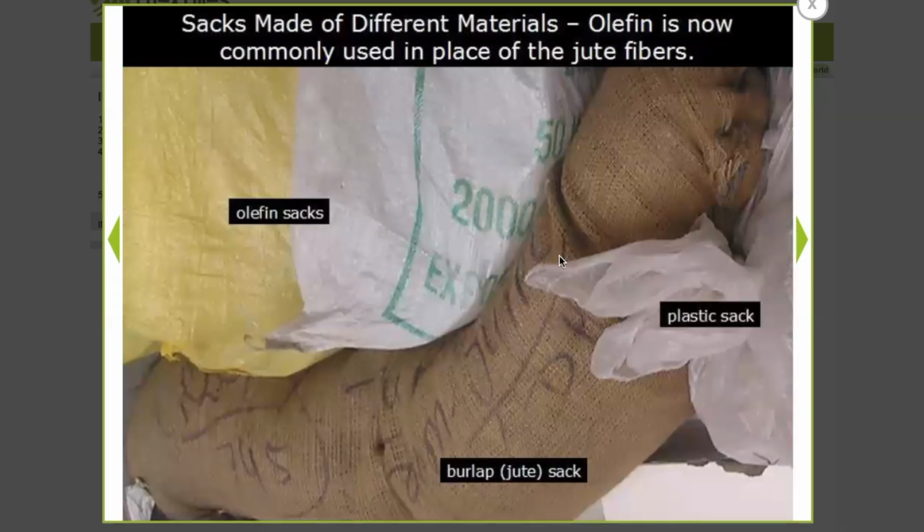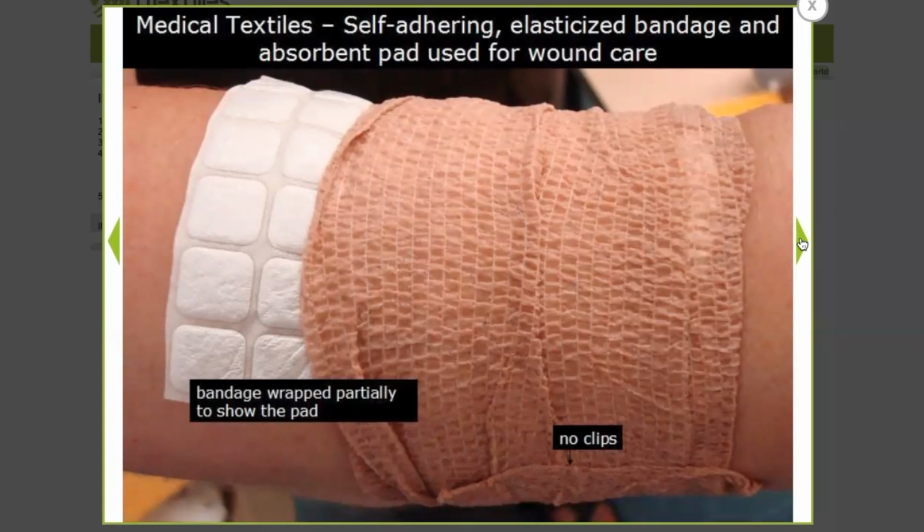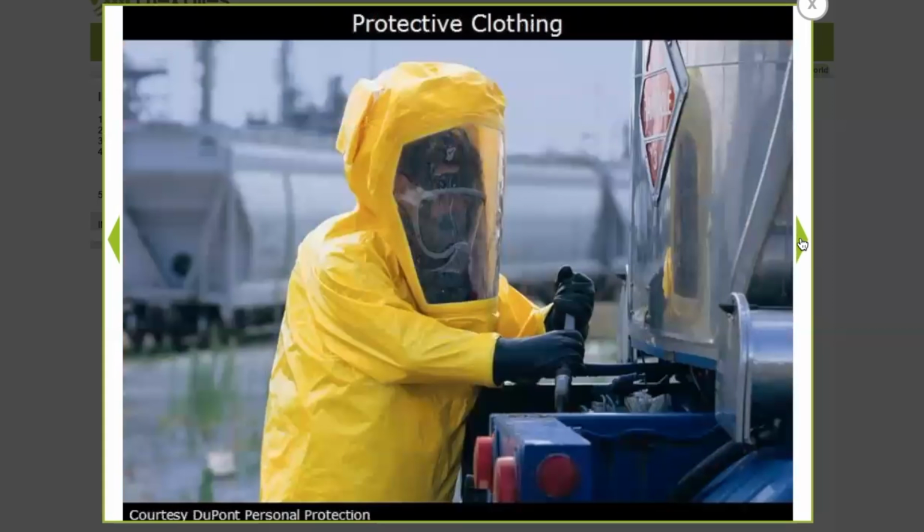We use some of those when you buy onions or potatoes in the store, or they put other materials in them. These bandages, for example, are textile materials that are engineered for this end use, so that they can stick together without clips. So for whatever end use you are designing your fabric, you have to think about its properties that way. So the properties become very important, and we'll talk about that in our next lecture.